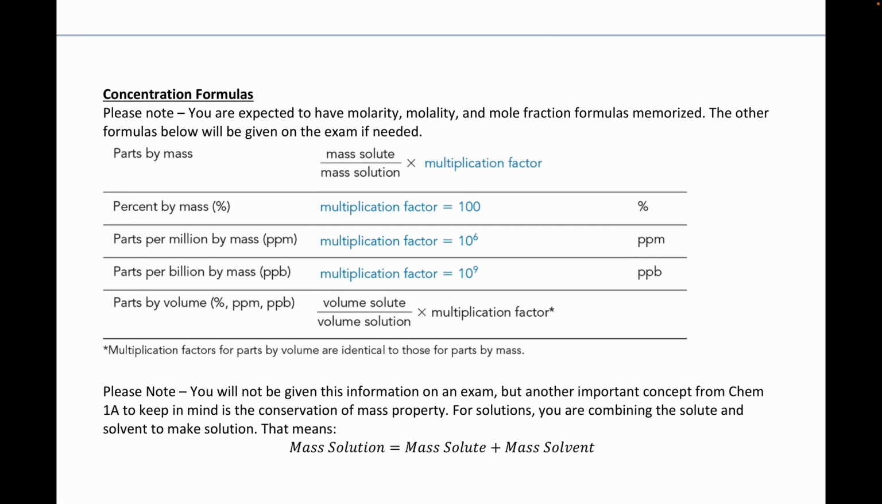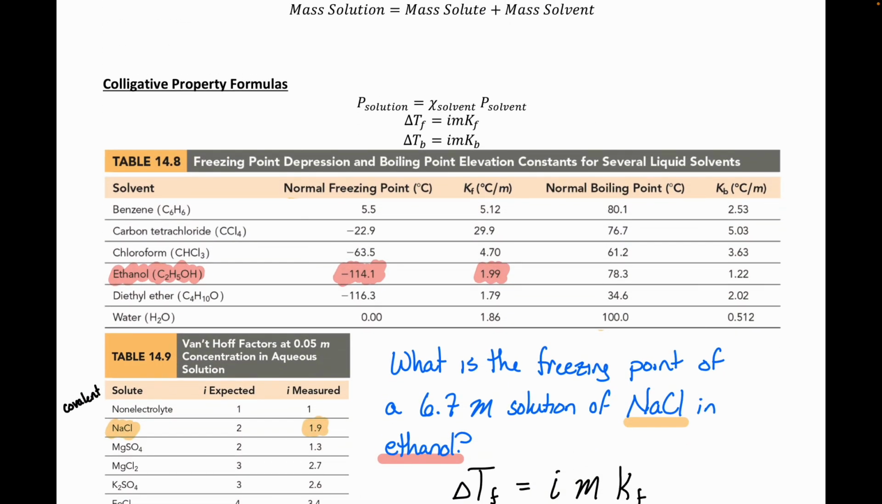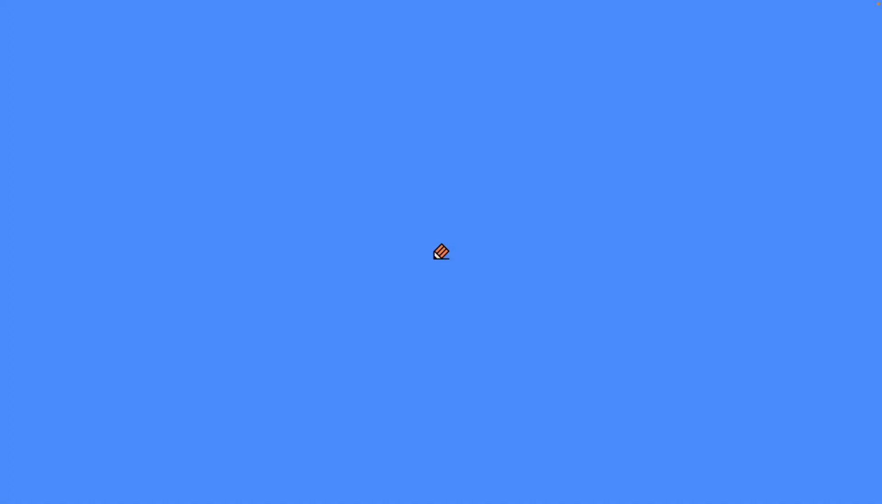And again, I sort of make note here of what it is that you're expected to know concentration-wise and what you'll be given concentration-wise. All right? And importantly, our colligative properties. We have this chart here that we used, and we have our colligative property formulas as well. Okay? Cool.